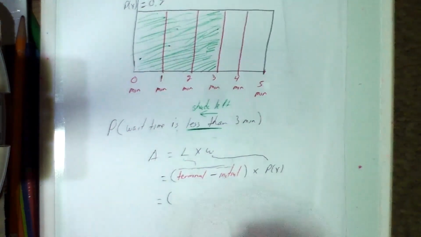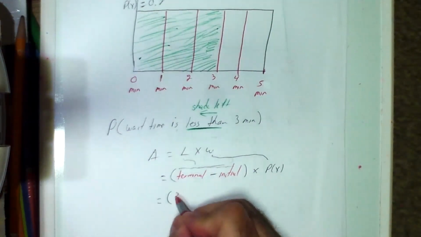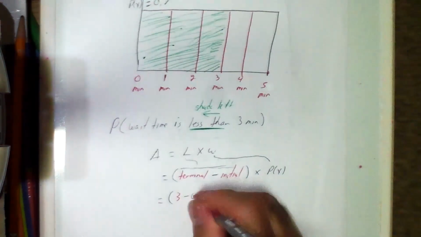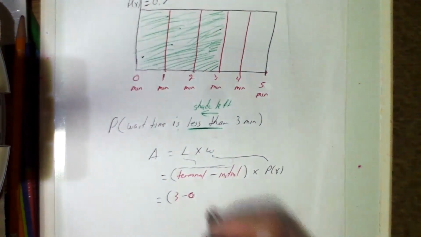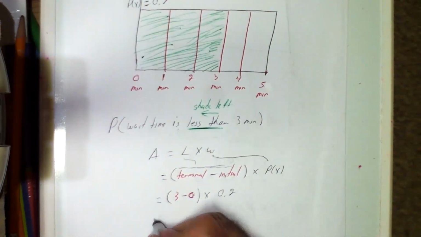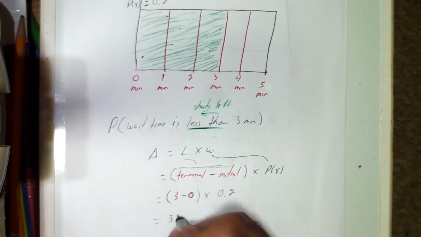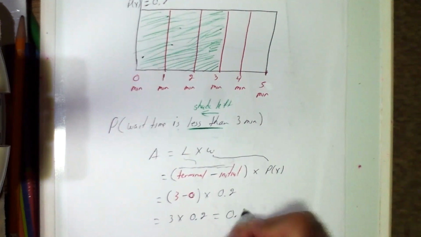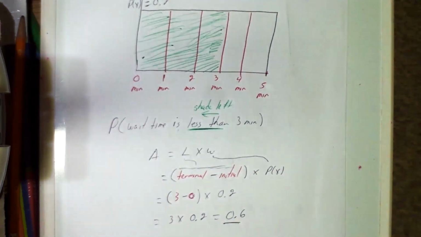So it would be 3 minus 0, keep forgetting, times 0.2. That's equal to 3 times 0.2, which equals 0.6.